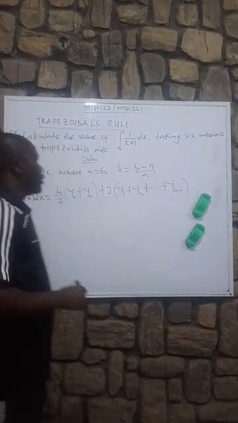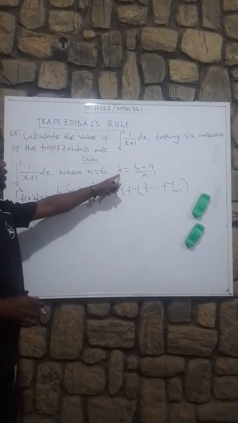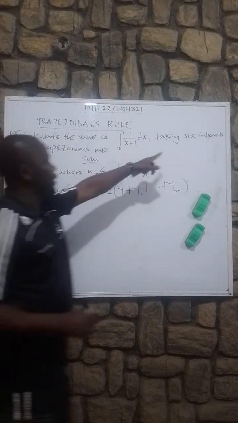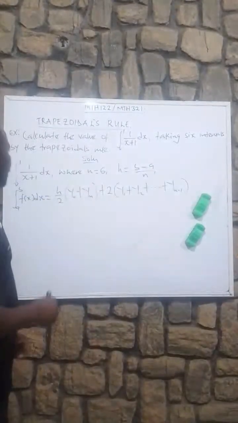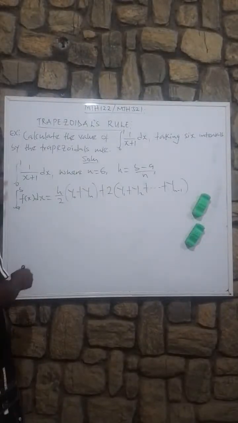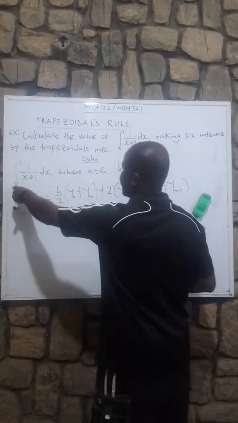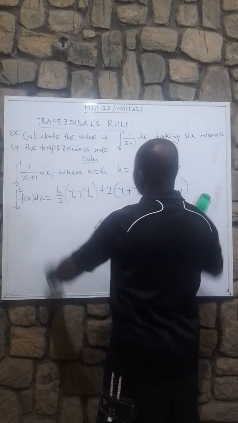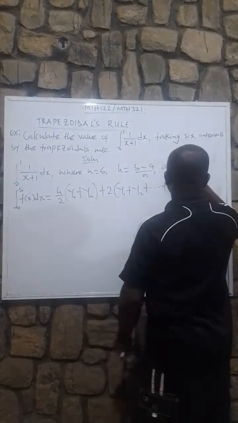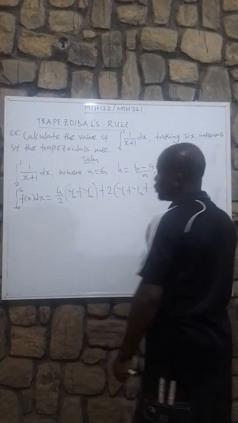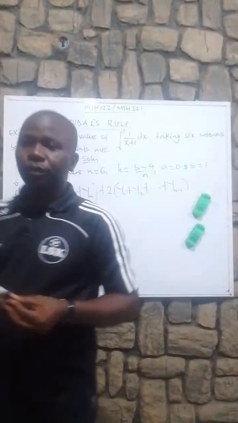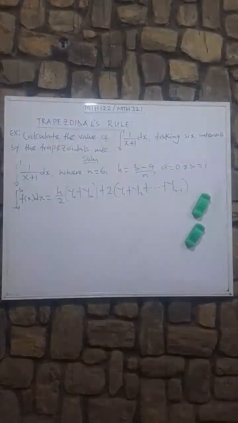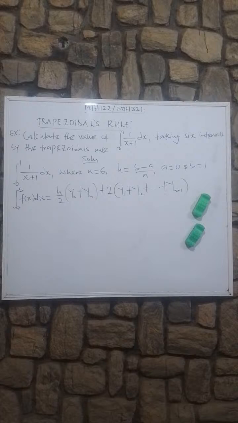So now he stated that we are taking 6 intervals. So this implies that our a, looking at this integral, this function, a is equal to 0, right? And b is equal to 1. True or false?